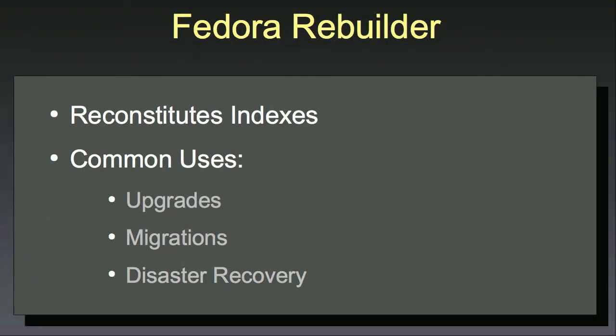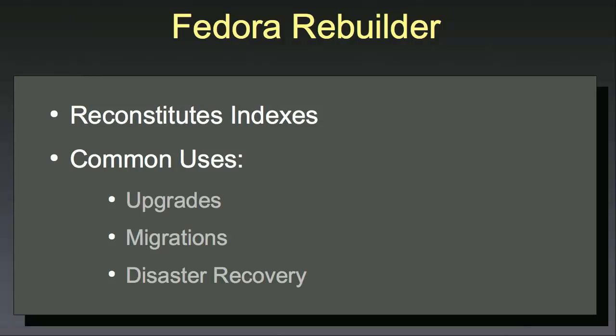Hi, I'm Chris Wilper. Today I'll be showing you how to use the Fedora Rebuilder utility. This is a utility that comes with Fedora that can be used to reconstitute its indexes. Fedora stores a copy of some of the information you store in your repository in order to provide quicker access. Sometimes this information needs to be rebuilt.